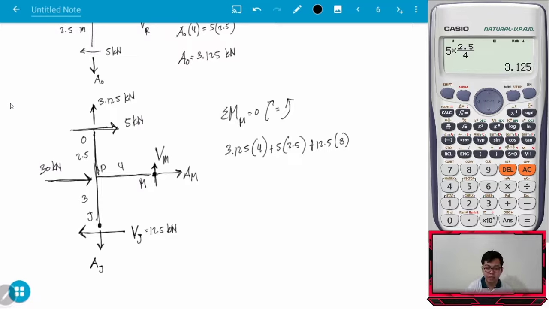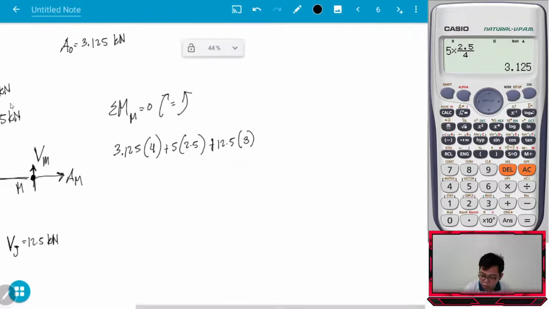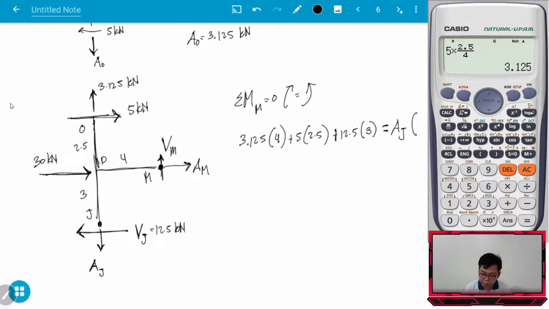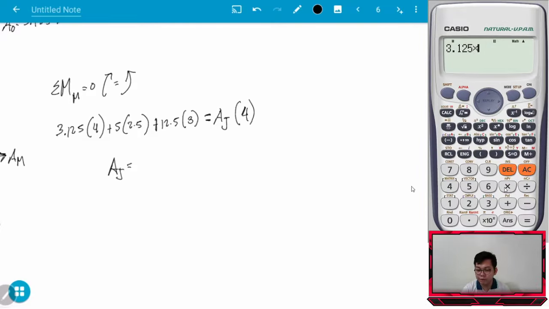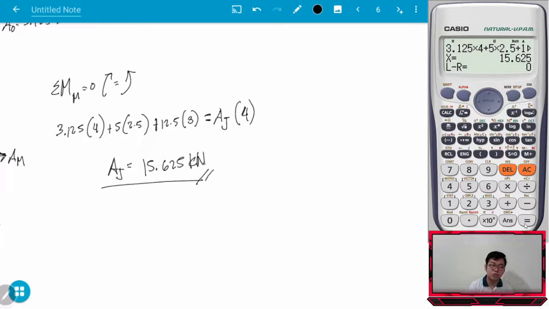The counterclockwise moment, guys, is caused by AJ. So, this must be equal to AJ, with a moment arm of 4. So, you can now solve for AJ. Check: 3.125 times 4 plus 5 times 2.5 plus 12.5 times 3 must be equal to 4 AJ. Shift solve, AJ is actually 15.625 kilonewton. Therefore, you can now solve our reaction at the bottom.